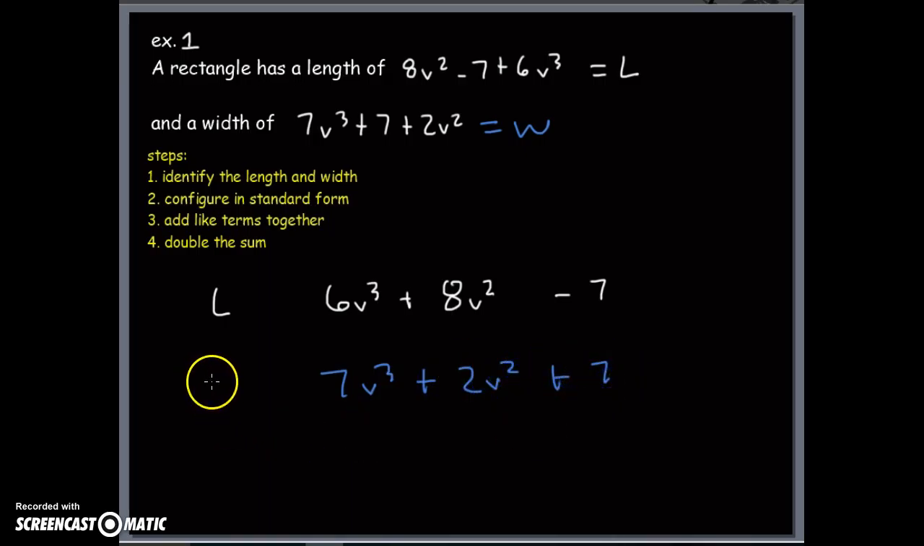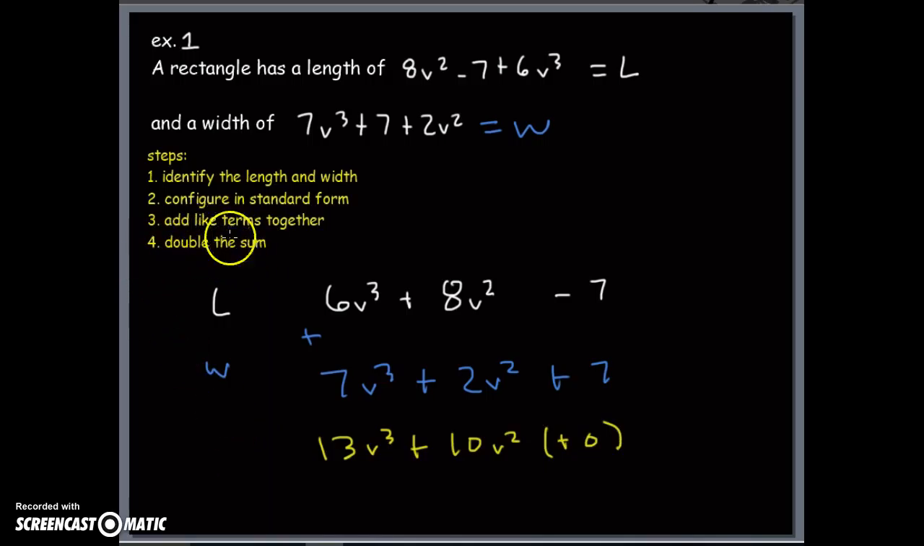This represents our width. And so now we're going to add up the like terms, and it's nice that both the length and the width have the same exact variables to the same exact power. So their like terms are already lined up for us, so we just have to add them together. When we add our third powers together, the coefficients add up to 13, v to the third. Our coefficients for v squared add up to 10, v squared. And our coefficients for our constant add up to 0. I don't need to write plus 0, but if I wanted to, I could. But this isn't going to affect the answer.